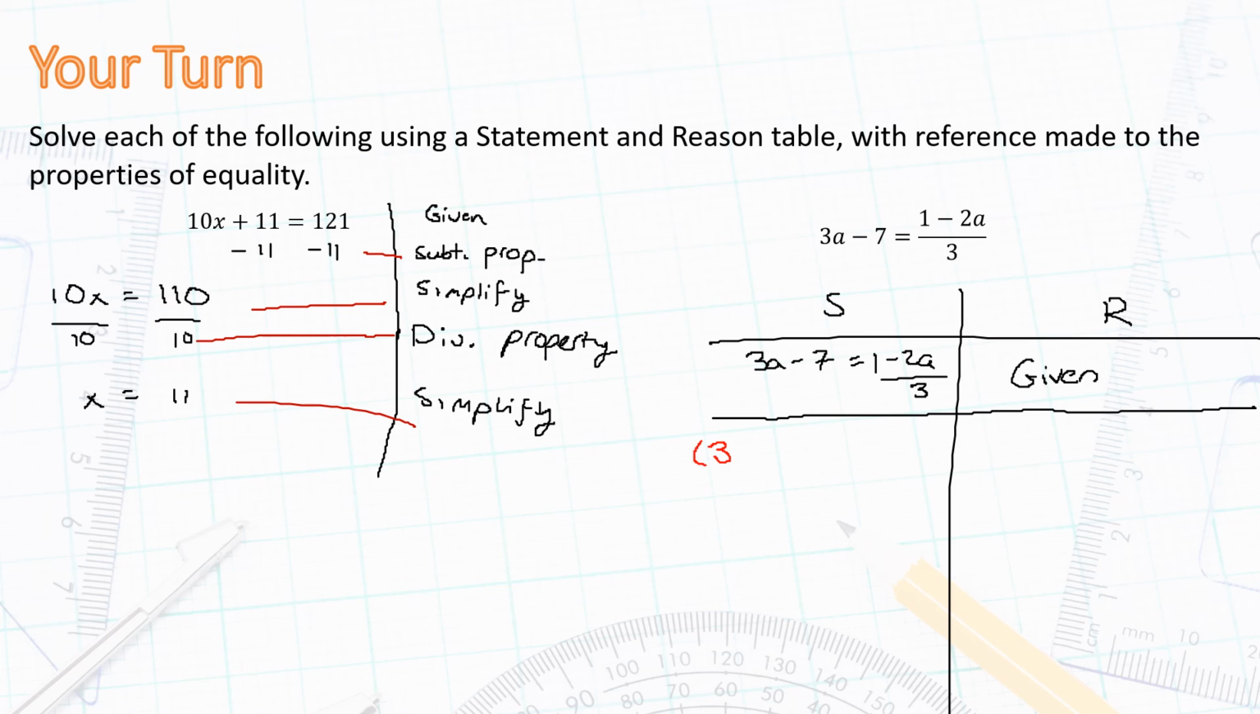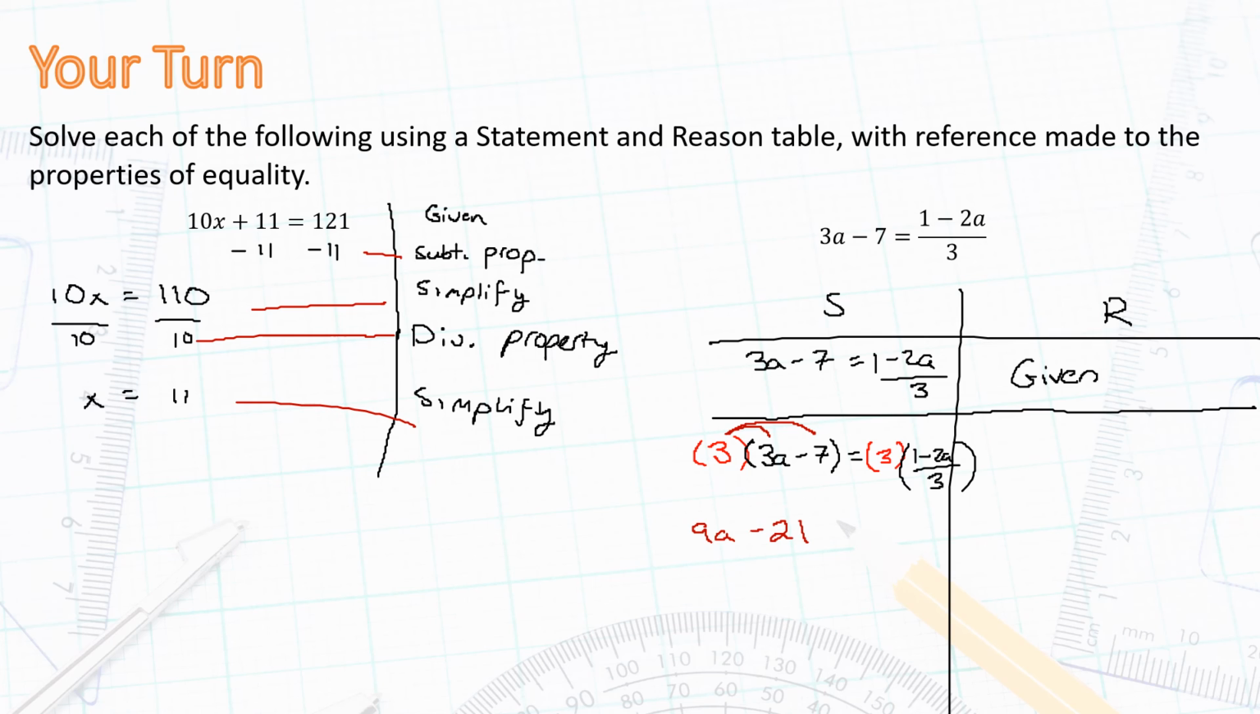It's 3 times the entire left side, so that would be 3a minus 7 is equal to 3 times (1 minus 2a) all over 3, and I know I'm squeezing that in there. So then, 3 times 3a is 9a. This is the distributive property. 3 times minus 7 is minus 21.